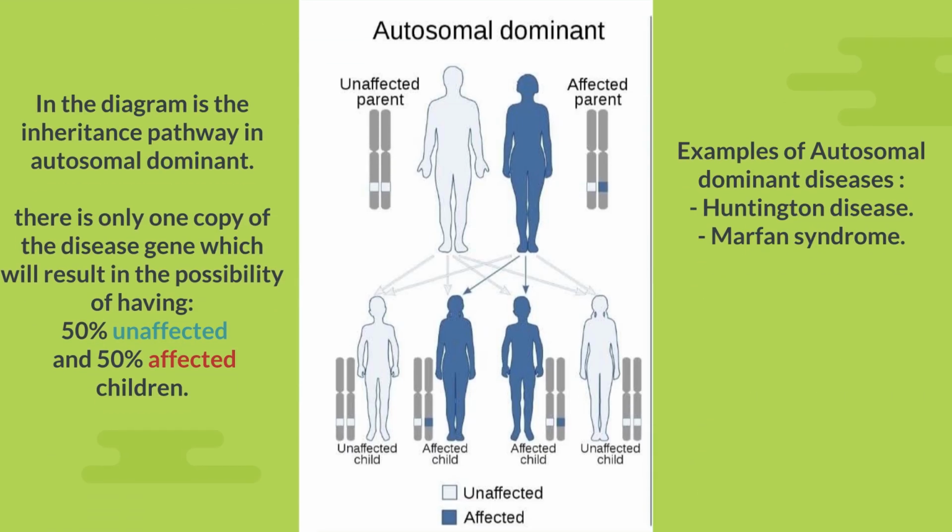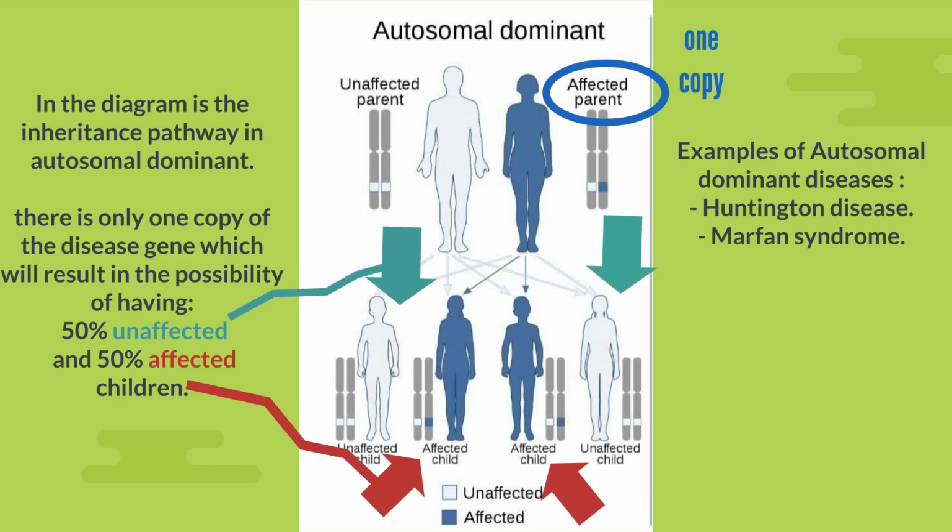In the diagram is the inheritance pathway in autosomal dominant. There is only one copy of the disease gene, which results in the possibility of having 50% unaffected and 50% affected child. Examples of autosomal dominant diseases are Huntington disease and Marfan syndrome.